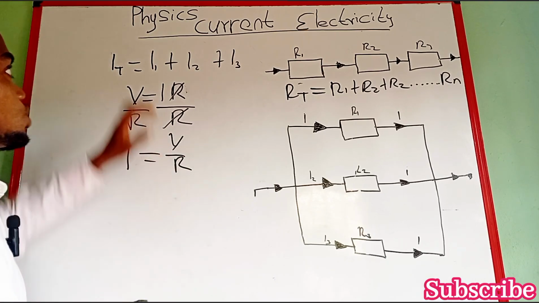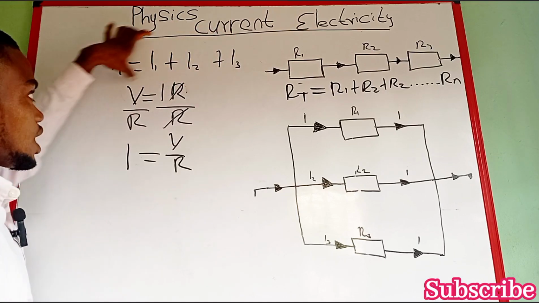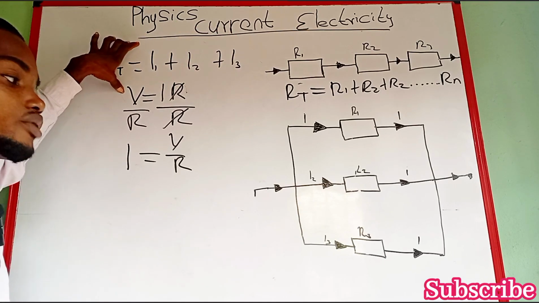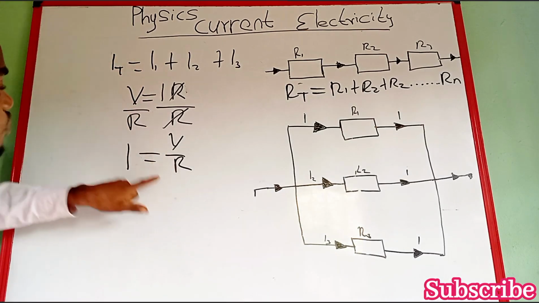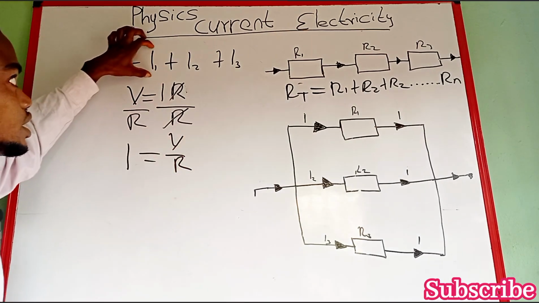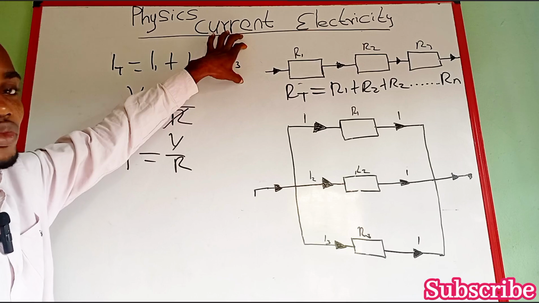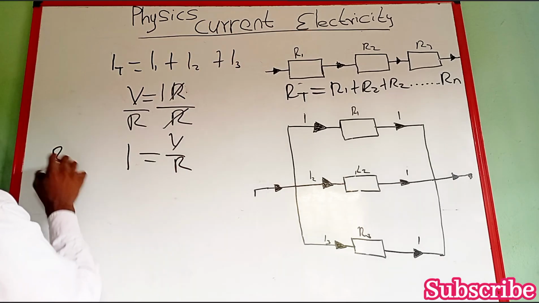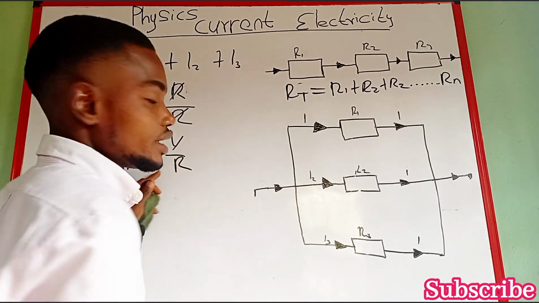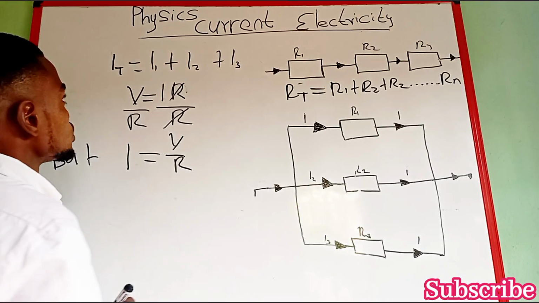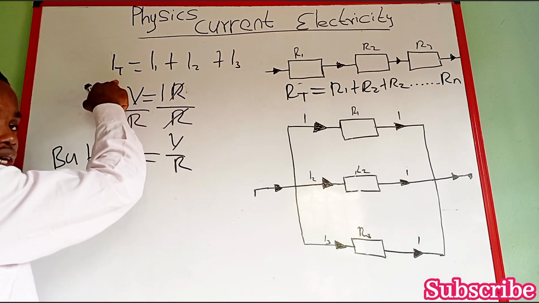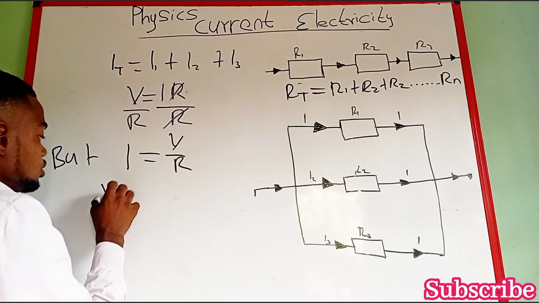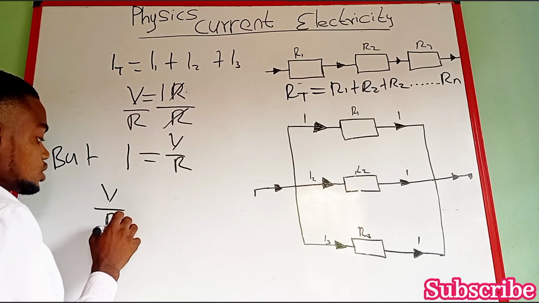Now, like I told you, we are going to look at the total current while we are actually deriving the formula for total resistance. So we are going to replace the value of current, which is V over R, in this expression that we have here. So we have that I is equal to V over R. So we continue by saying that I total will now become V over R total.